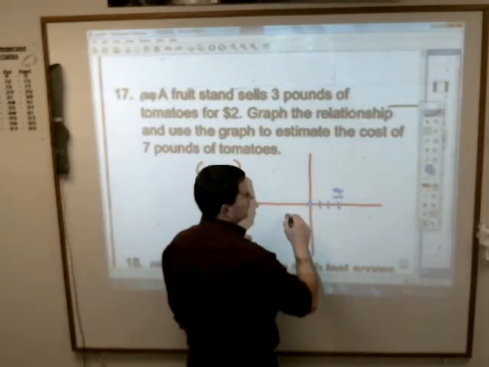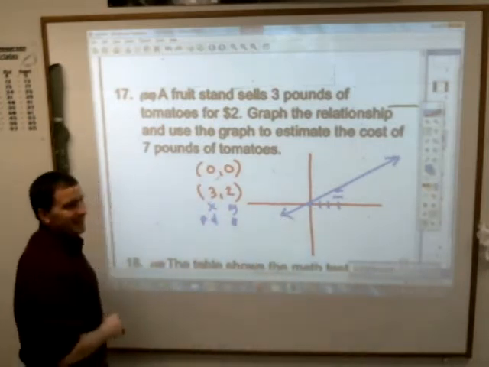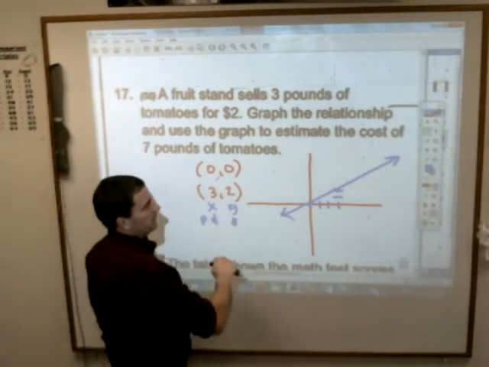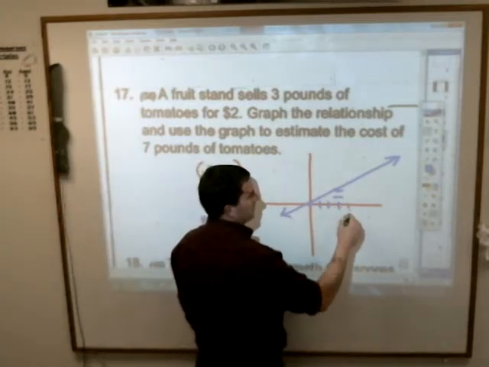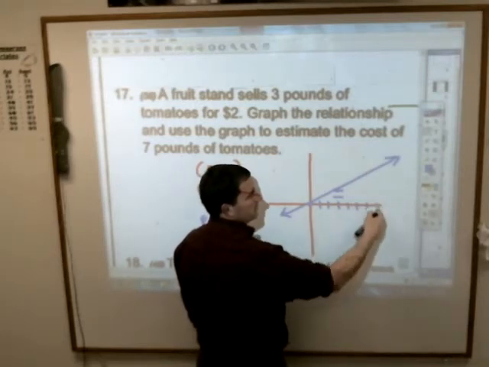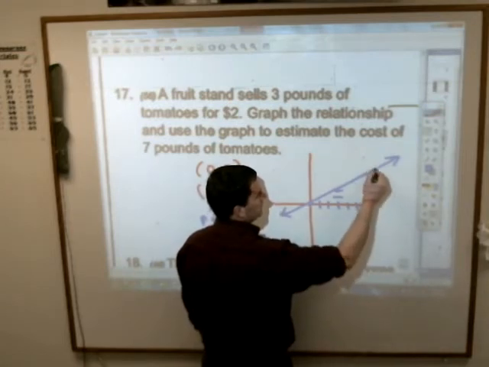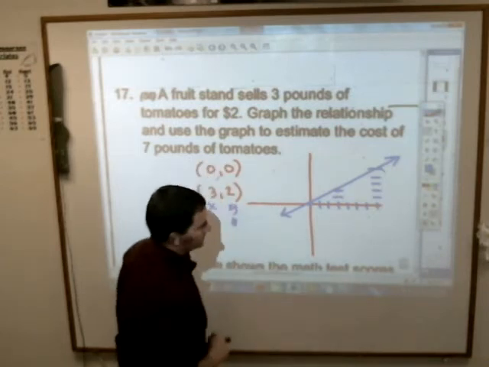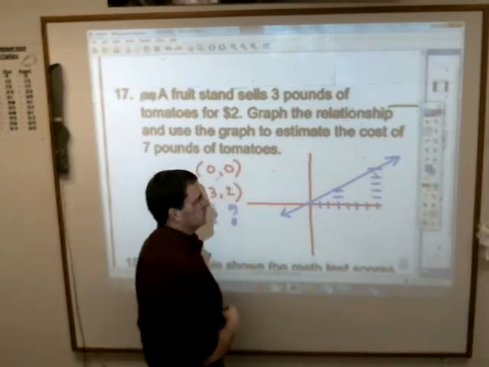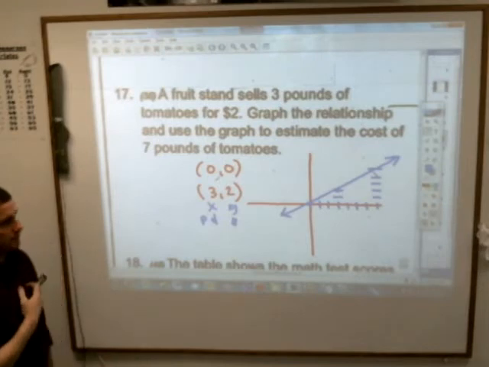You take your little ruler, draw your line, and they want you, based on that, you'll have an actual graph there, to estimate the cost of 7 pounds. So here's 3 pounds, 4 pounds, 5 pounds, 6 pounds, 7 pounds. You need to know what the y value is at 7 pounds. So you go up 1, 2, 3, 4, 5, but I think it was 4 something. My line's a little off. It fell somewhere right about here, and they said, well, that's close to $4. And if you had had $4.50, that'd be fine. I think they said $4.75 or $4.70 or something.